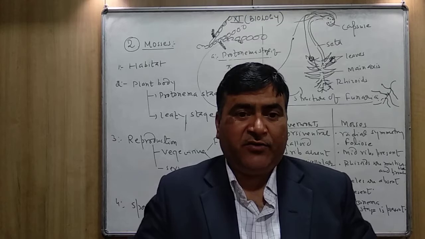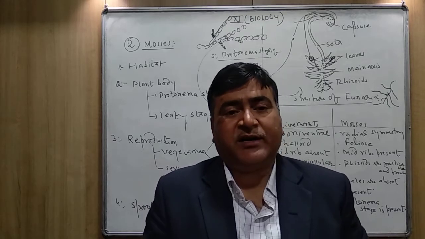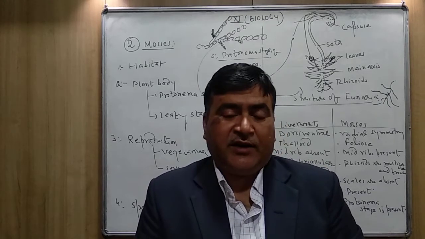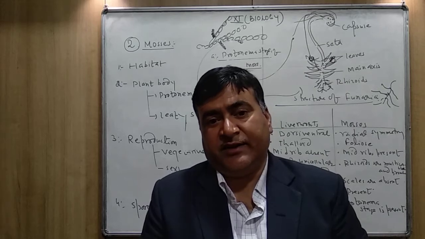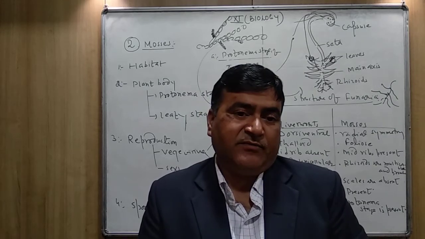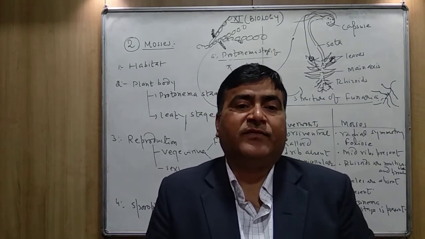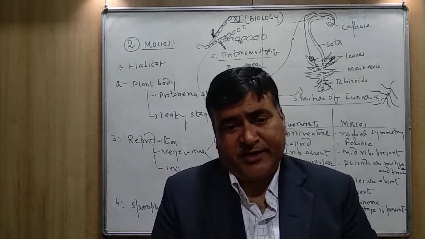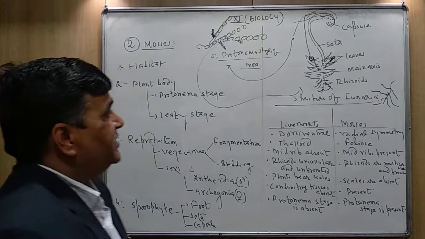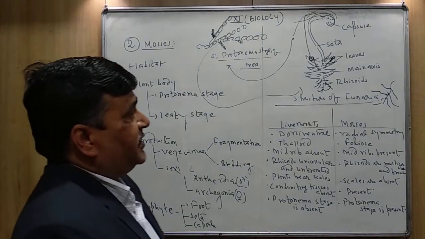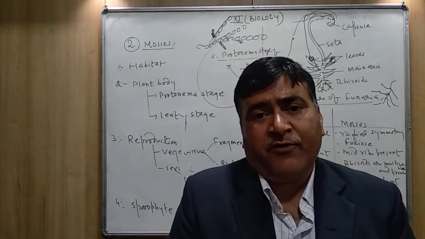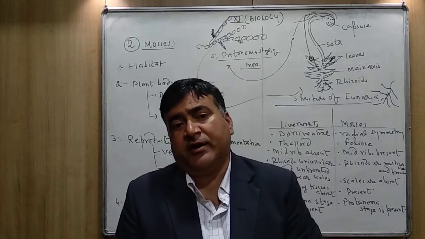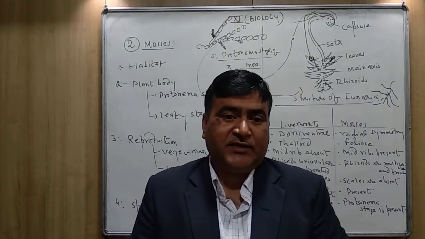Because mosses include so many plants: Funaria, Anthoceros, Sphagnum, Polytrichum, and the main moss plant is Funaria hygrometrica. So we have already discussed the life cycle of the Funaria. Now I have taught you both liverworts and mosses.